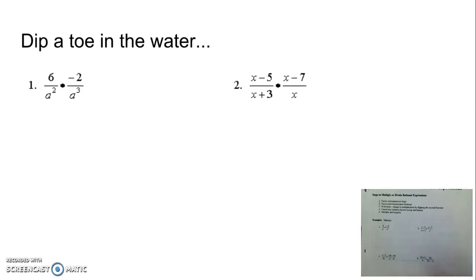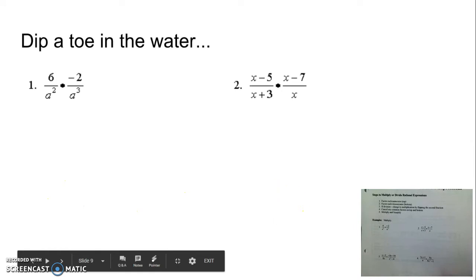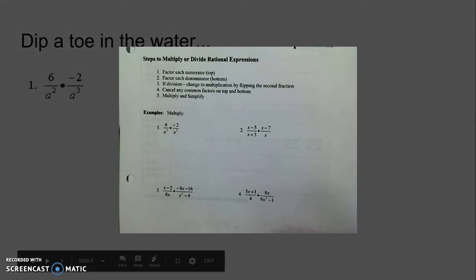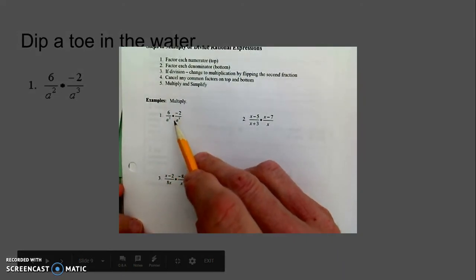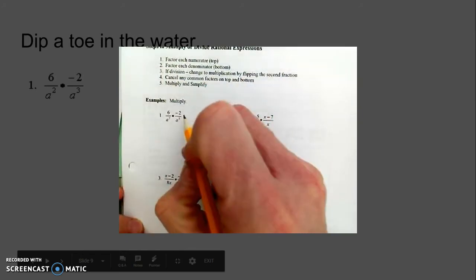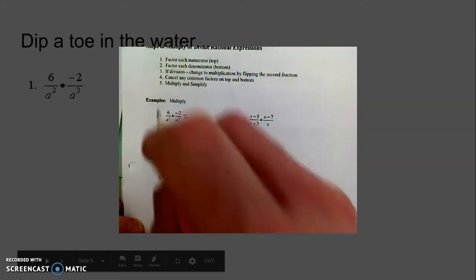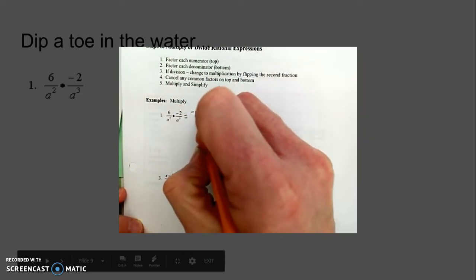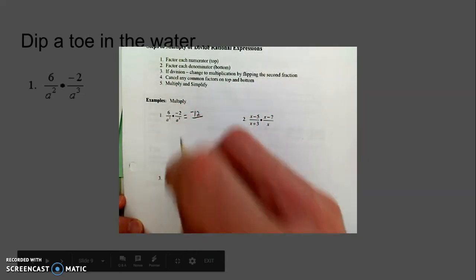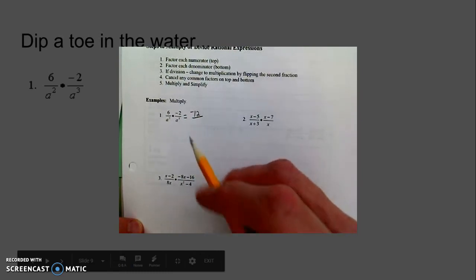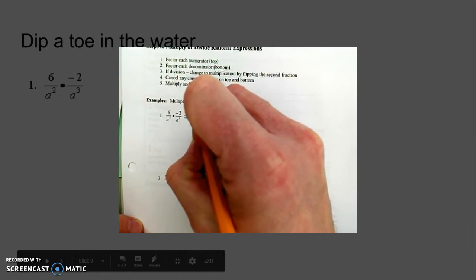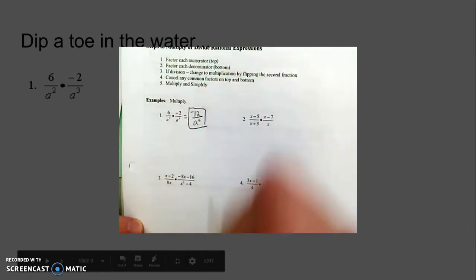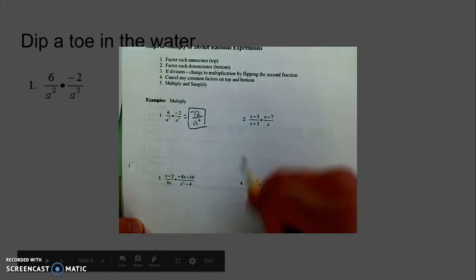So let's take a look at a couple of examples. They're going to be relatively simple, to see if we can just get ourselves warmed up. Our first one has 6/a² times -2/a³. Okay, so I'm multiplying straight across. 6 times -2 is -12. A² times a³, remember your exponent rules. I'm multiplying powers at the same base, so I'm going to add the exponents, so a to the 5th. Okay, not bad. We're up and running now.